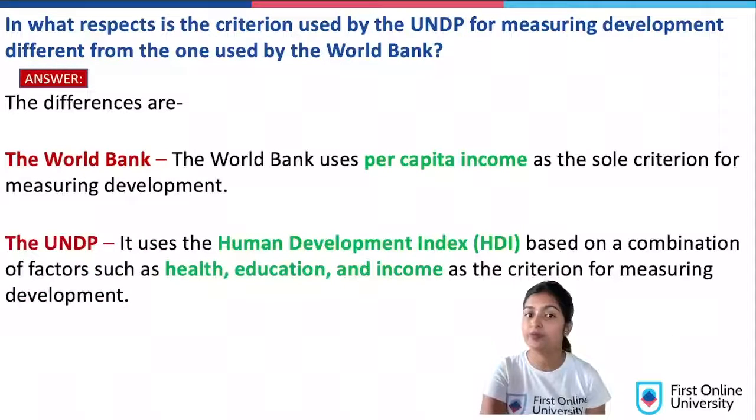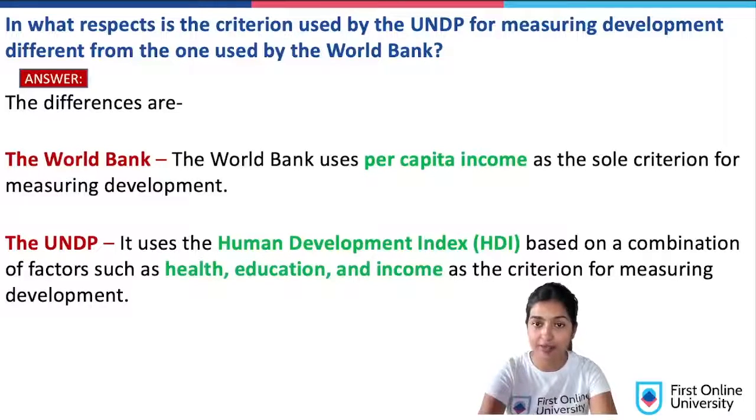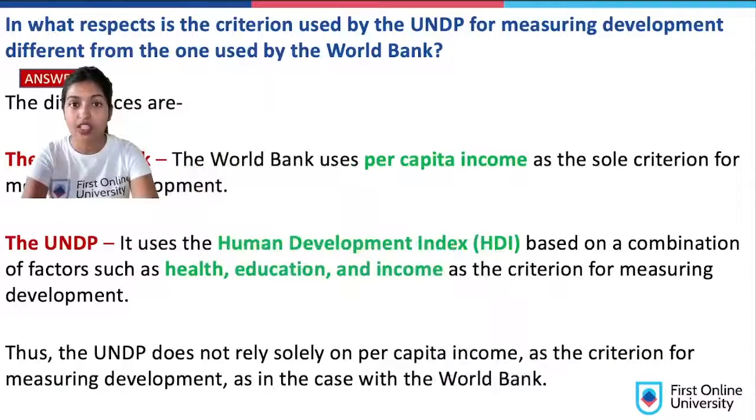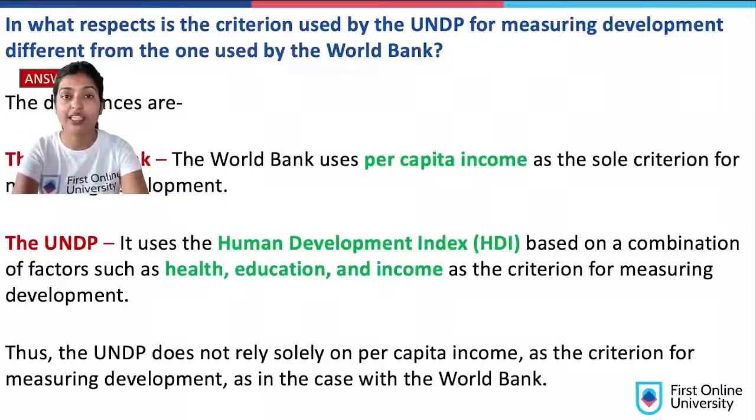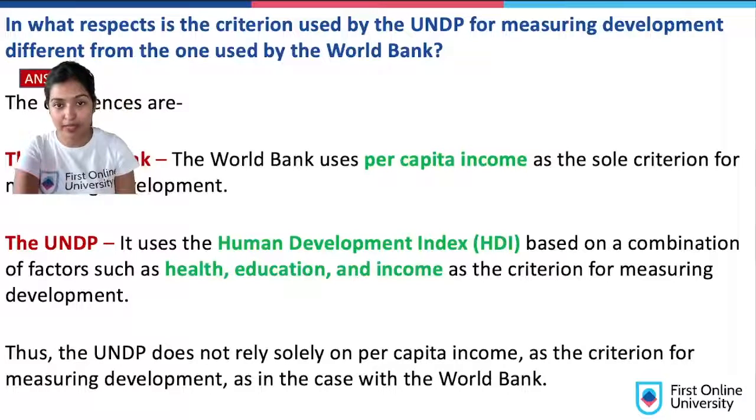What kind of measurement does UNDP take up? It is called the HDI, Human Development Index. This is based on a combination of three factors, including health, education and income, in order to measure development. Therefore, UNDP does not solely rely on the income aspect for measuring development, but the World Bank solely uses the income aspect to measure development.